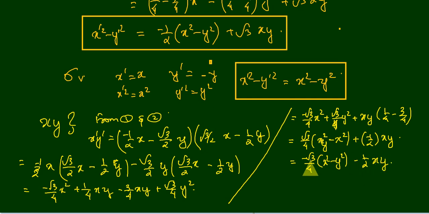So what is this one? x dash y dash is equal to minus root 3 by 4 into x square minus y square, minus half xy. Let me put that inside a box. That is also very important.